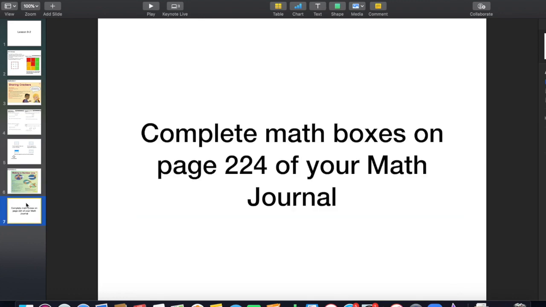After you finish working on today's explorations, please complete the math boxes on page 224 of your math journal.